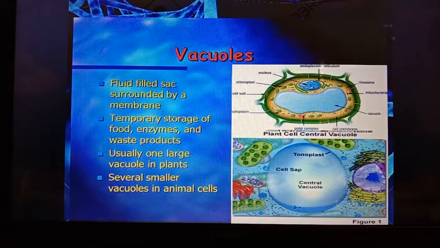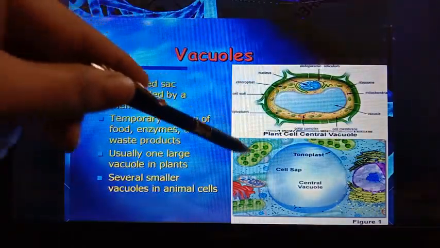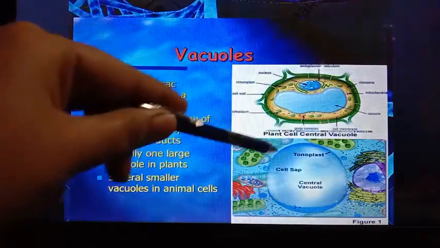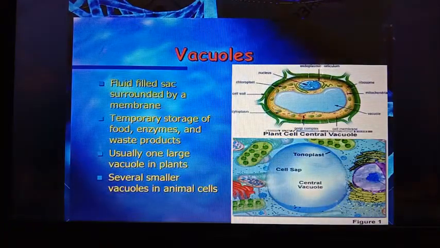Next is the organelle vacuoles. Vacuoles are fluid-filled sacs present in the cells bounded by a single membrane. In the diagram, you can see the plant cell central vacuole. In the plant cell mainly, the vacuole is present in the center position of the cell.